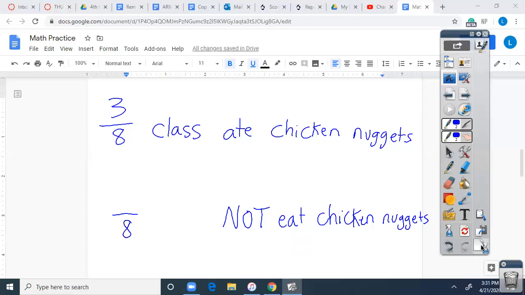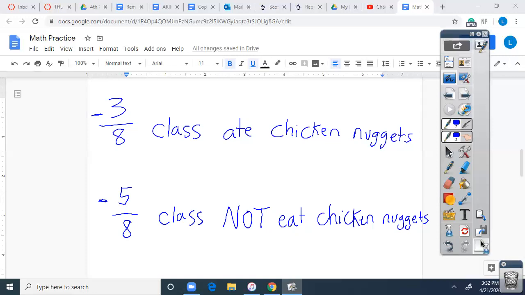Well, our number on the bottom is still going to be the same. It's going to be 8. How do we figure out what goes on top? 3 plus something equals 8. So we're just going to say 5. 3 plus 5 is 8. So 3/8 of the class ate chicken nuggets, and 5/8 of the class did not eat chicken nuggets. Okay? I'm sure they were all eating tacos.